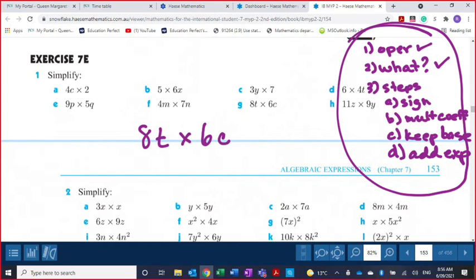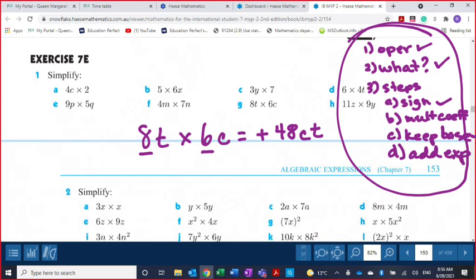The first thing I need to do is determine the sign, but it's a positive times a positive, so it's just going to stay positive. Now remember, you don't have to write that plus down, but it's not going to hurt you if you do. Then we're going to multiply the coefficients, which the coefficients of terms always just means the number parts. So we're going to take 8 times 6, which is going to give me 48. Then we're going to keep the base. But do you notice that I have 2 bases here? So therefore, I'm going to keep both of them. But watch how I write them when I write them down.